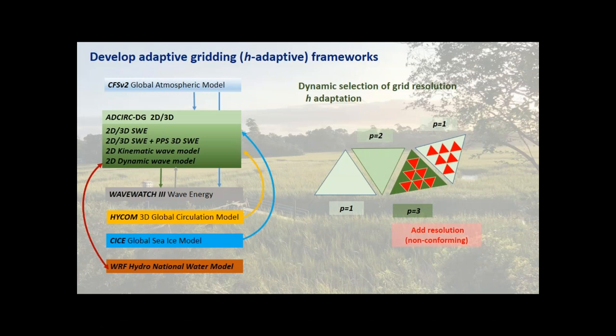Essentially, the next step then is to do dynamic h adaptation and fit more elements into these coarser elements. We can do that as well, and we've got versions of our DG test codes that do that. And the idea is you only add extra resolution when you really need it. And again, that's very, very nice.